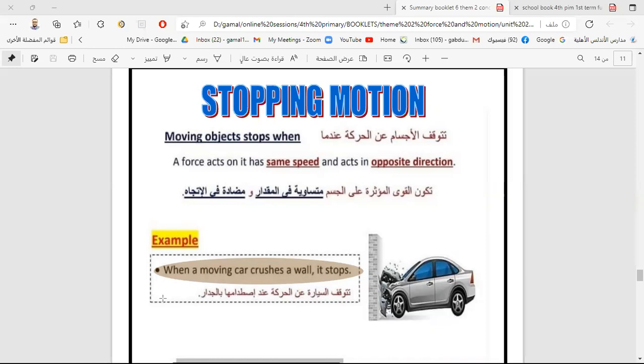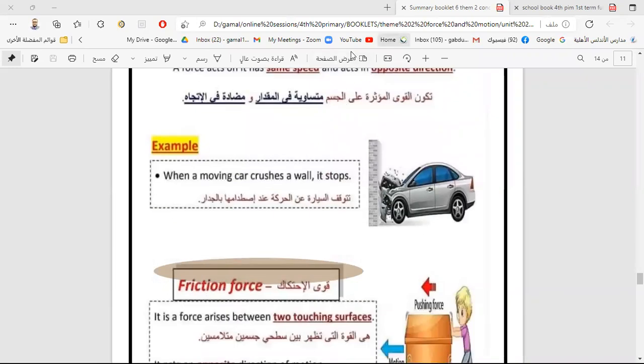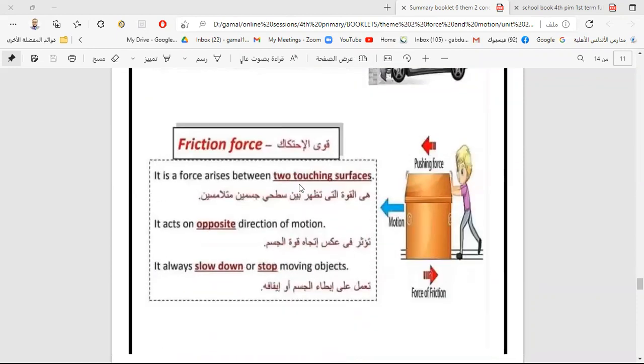The wall has a force in the opposite direction. So the car stops suddenly because the forces now are balanced. There is no motion because the forces are balanced. Okay? Type. Okay, guys, type: the car stopped moving suddenly due to another force applied by the wall or by the other car.